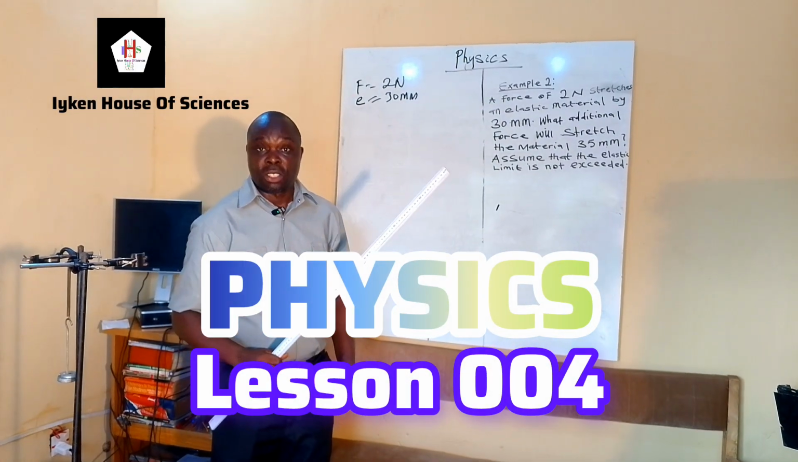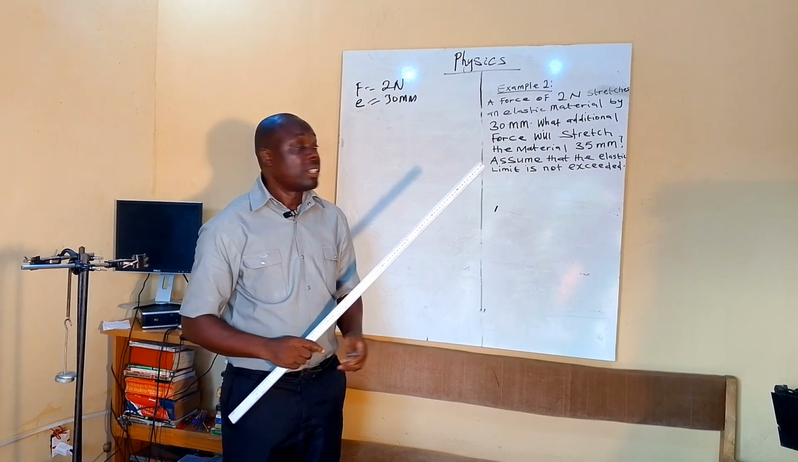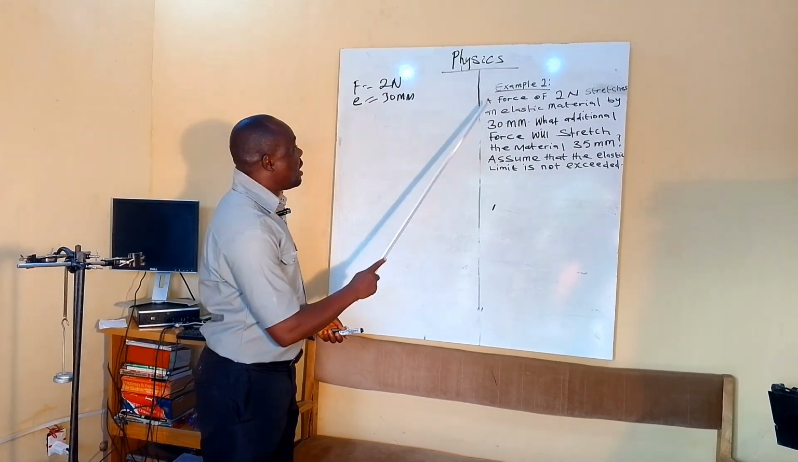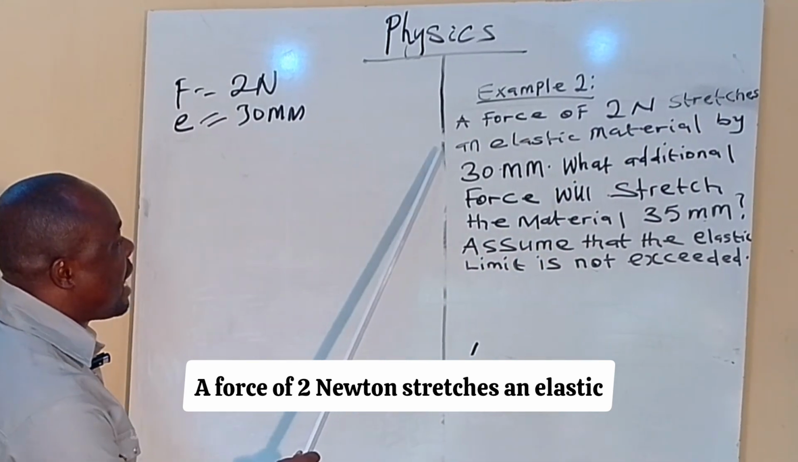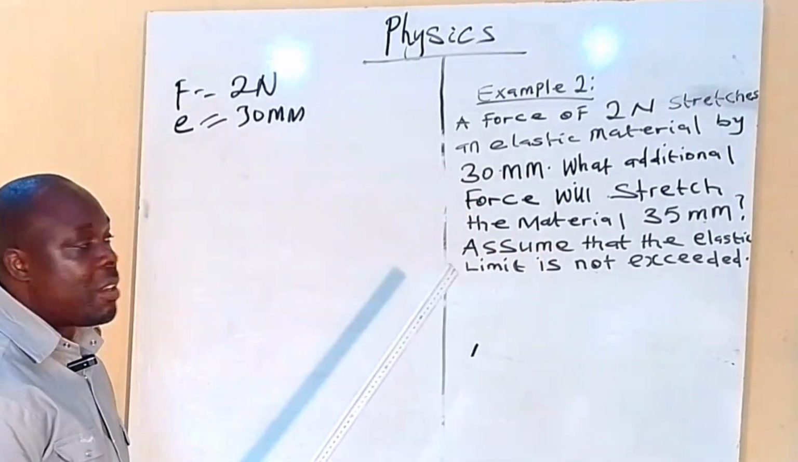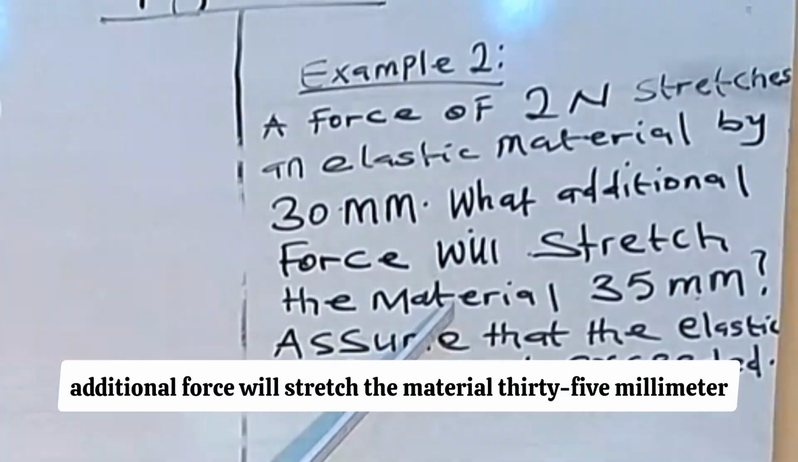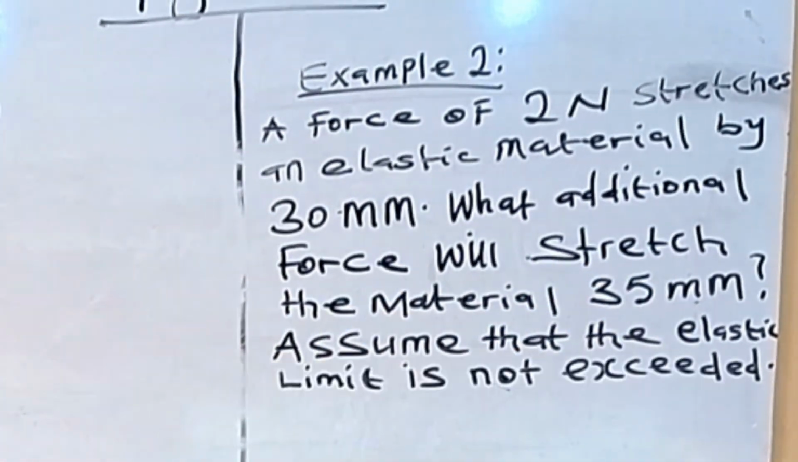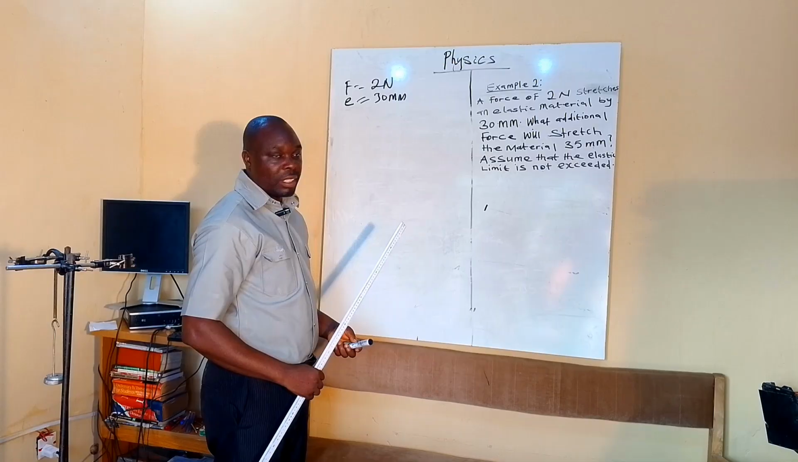Yes, we have a question on the board about elasticity, Hooke's law. It reads: a force of 2 Newton stretches an elastic material by 30 millimeter. What additional force will stretch the material 35 millimeter? Assume that the elastic limit is not exceeded.